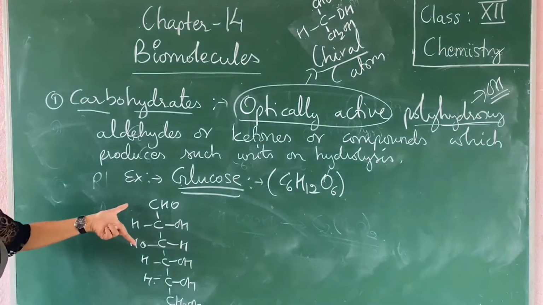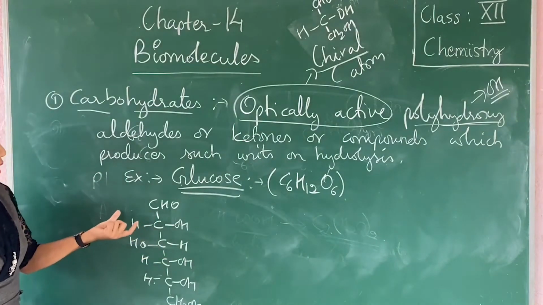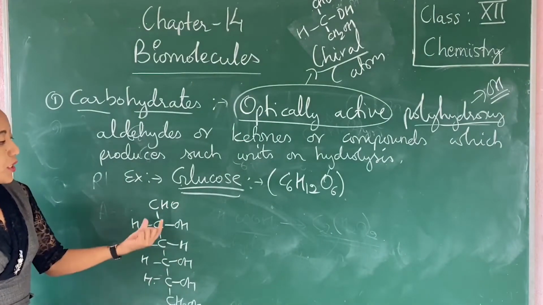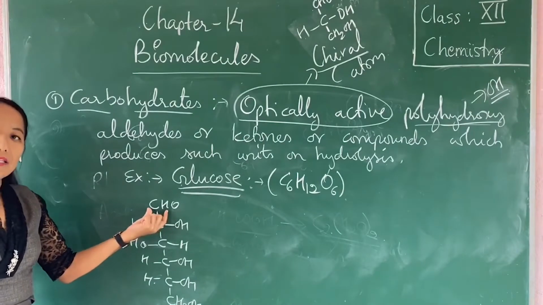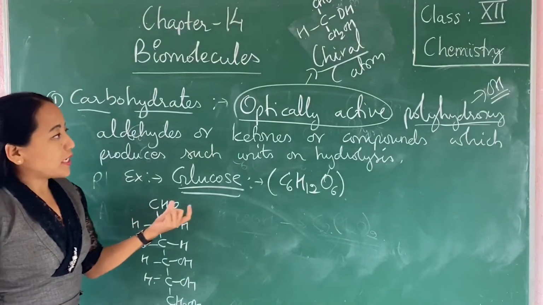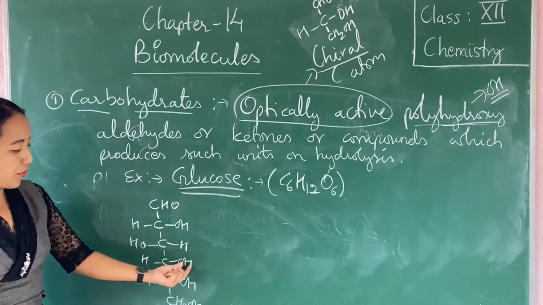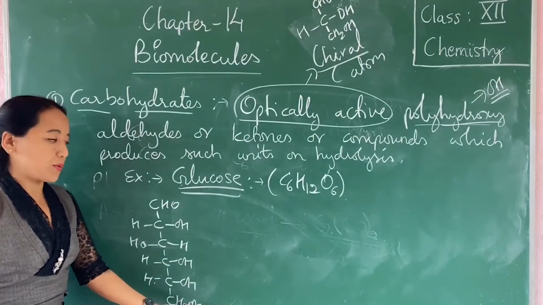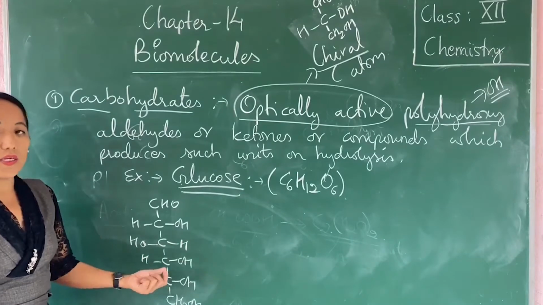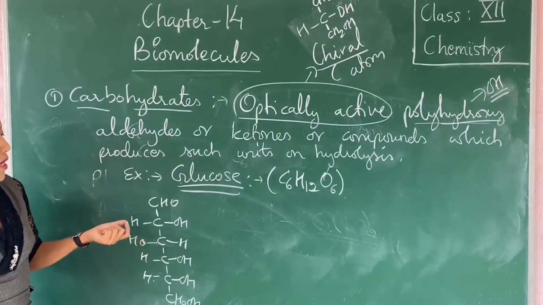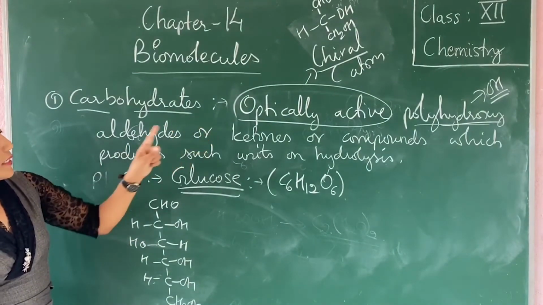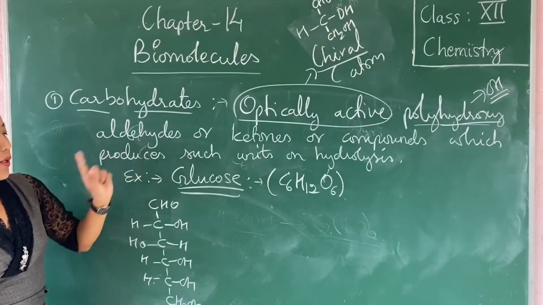Now if you look at the structure of glucose, you can see that it is a compound which has aldehyde as the functional group, and also it has polyhydroxyl groups, that is 1 OH, 2, 3, 4 and 5 OH groups. So these are called polyhydroxyl compounds. So, optically active polyhydroxy aldehydes or ketones.